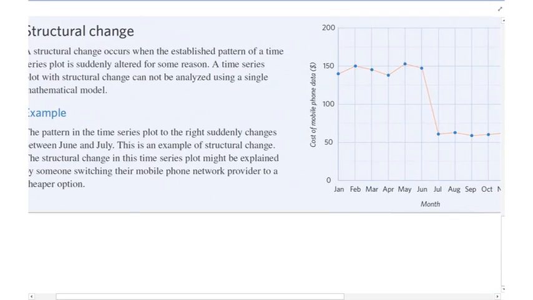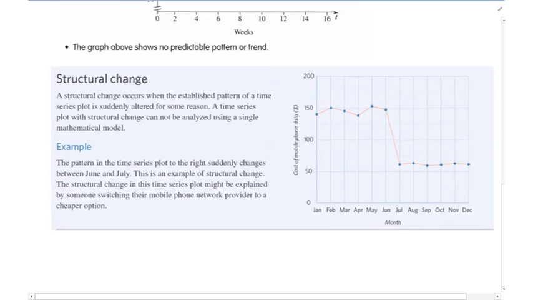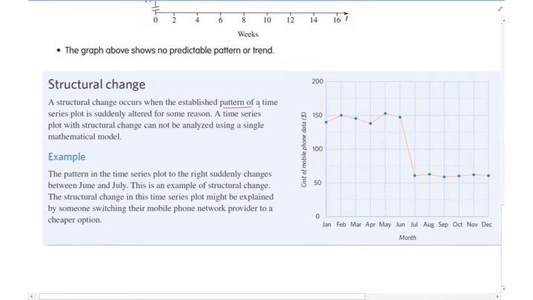Something here is something called a structural change. Structural change occurs when an established pattern of a time series plot is suddenly altered. So it's sort of here. I'd say that's random, and then something big has occurred here, and then it's gone back to being random. So between June and July, I'm seeing a big change. Okay.